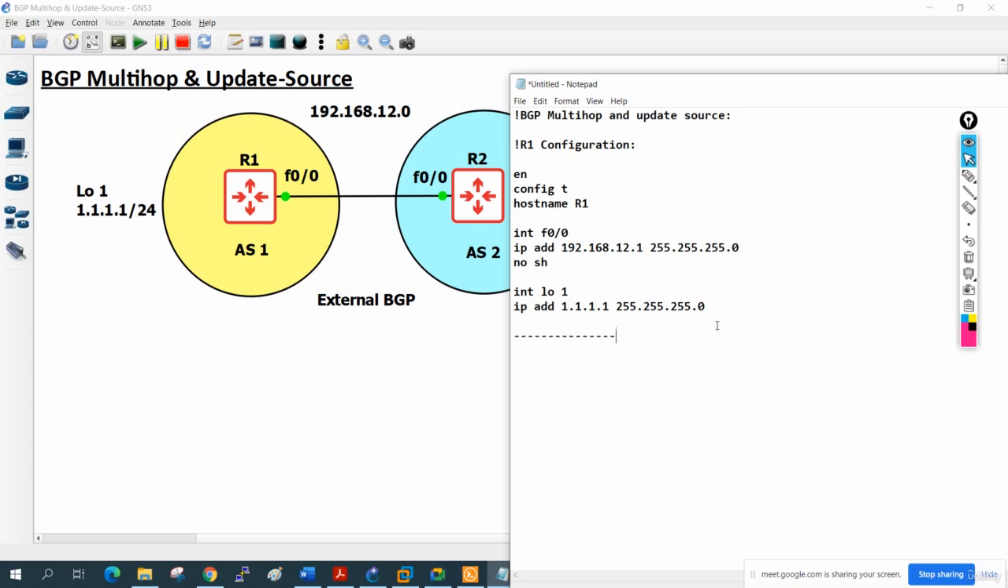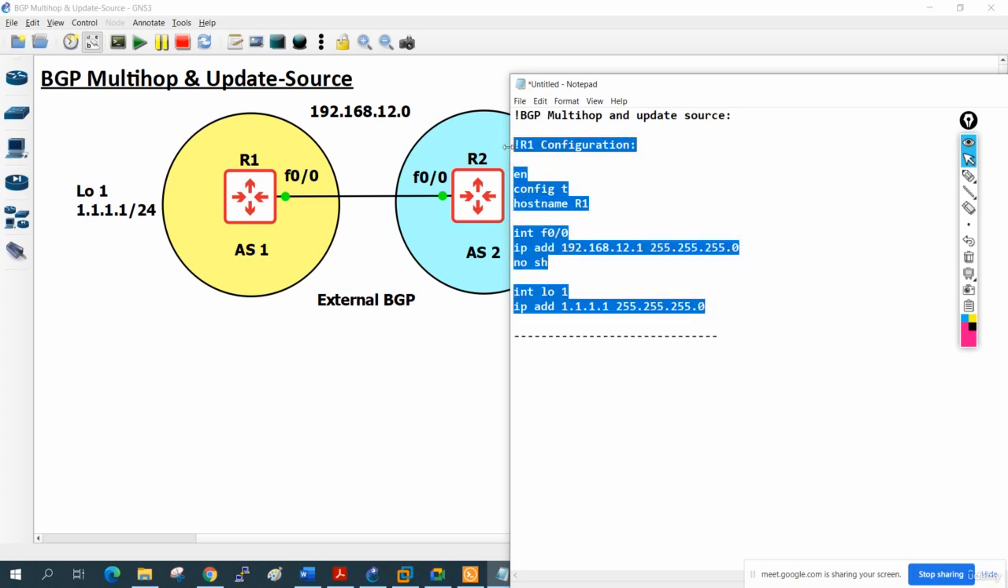Okay, I will divide this notepad. I will copy this same thing. I will paste it for R2.